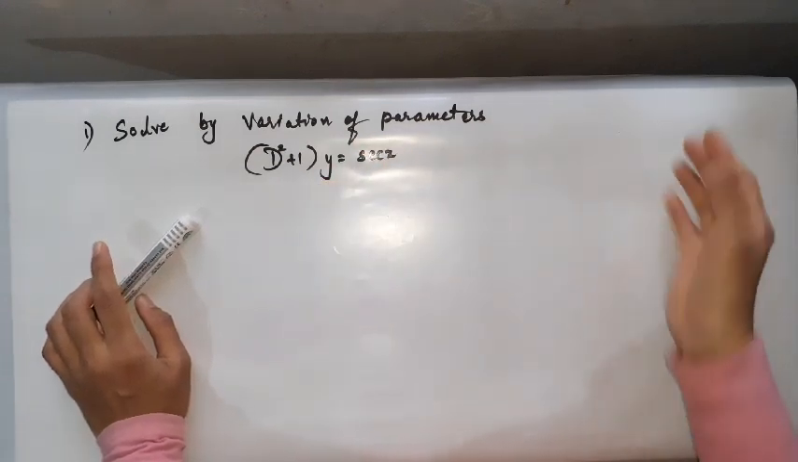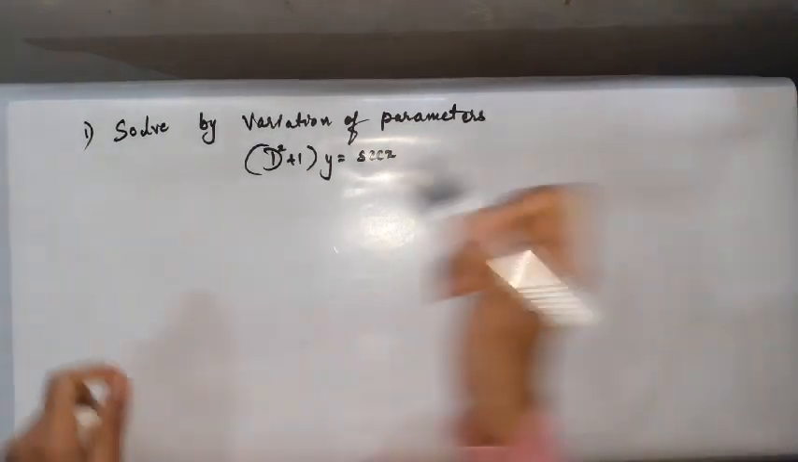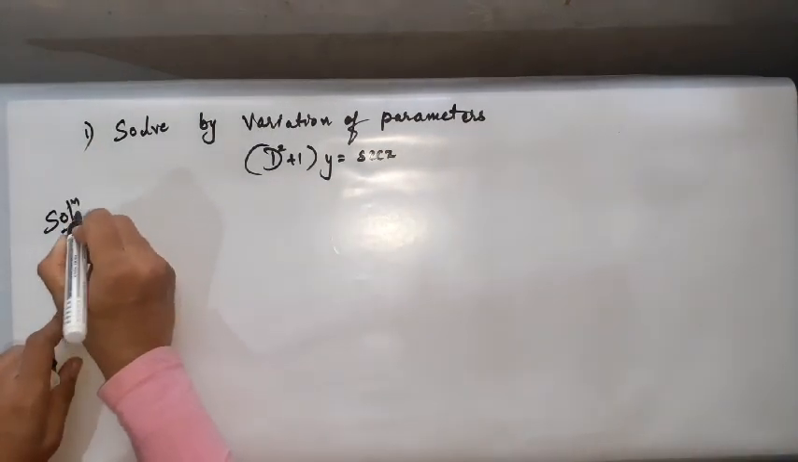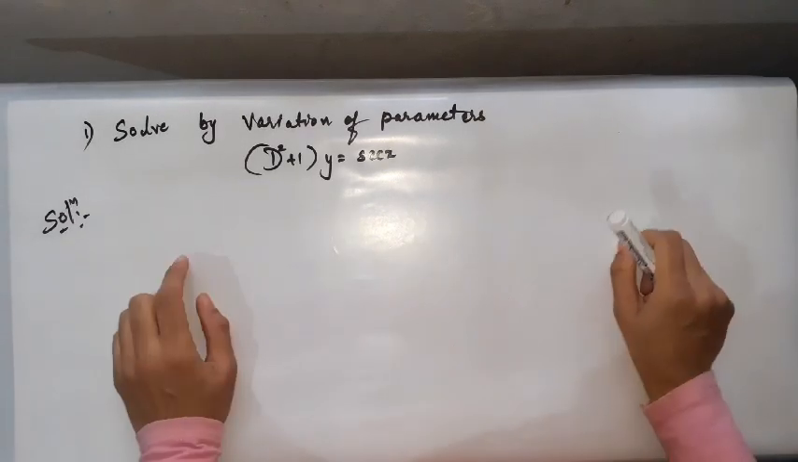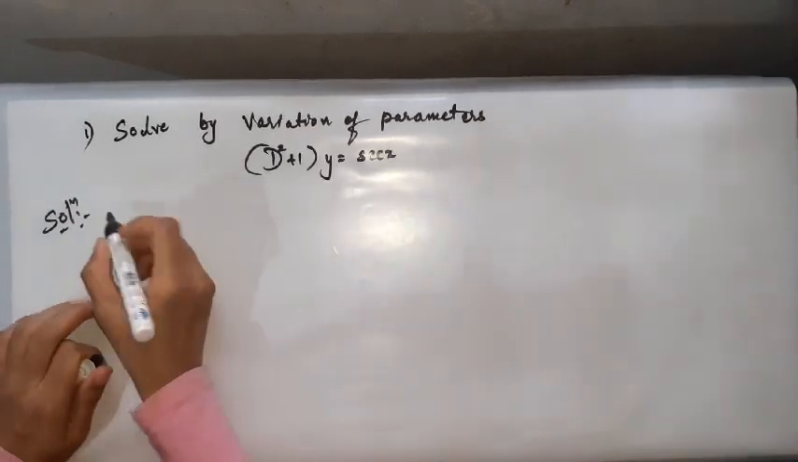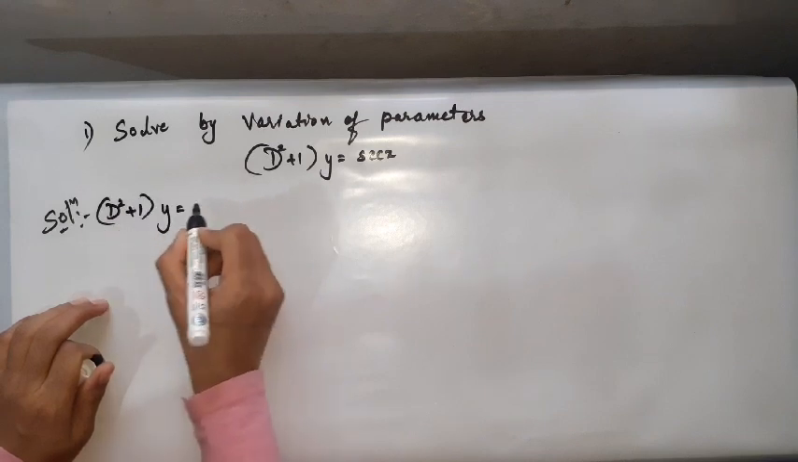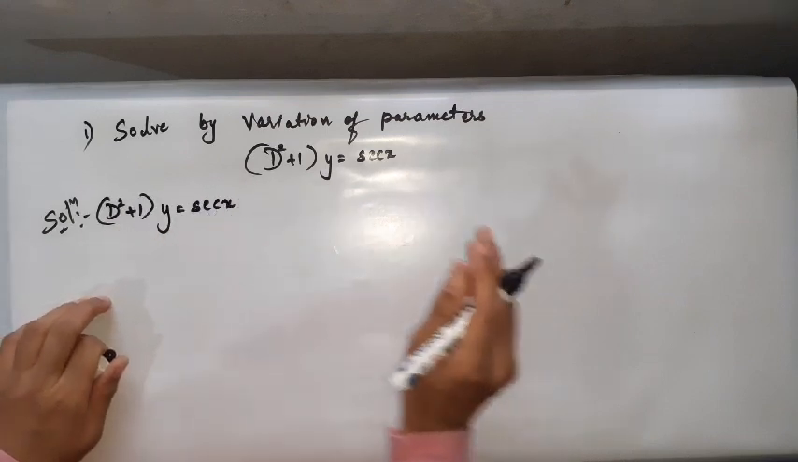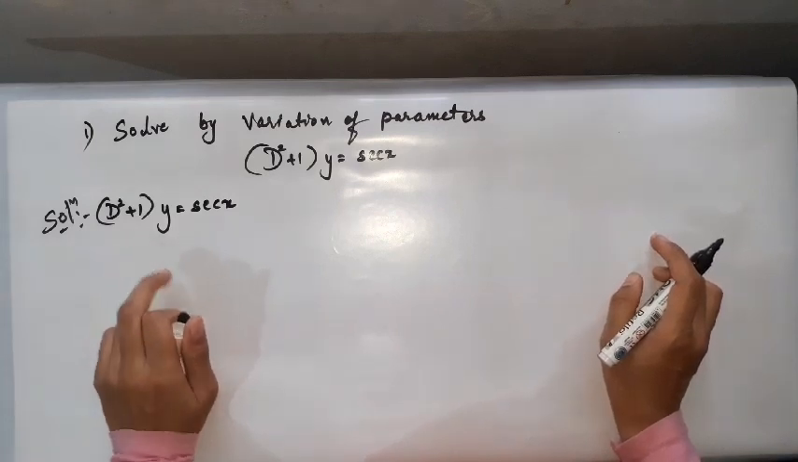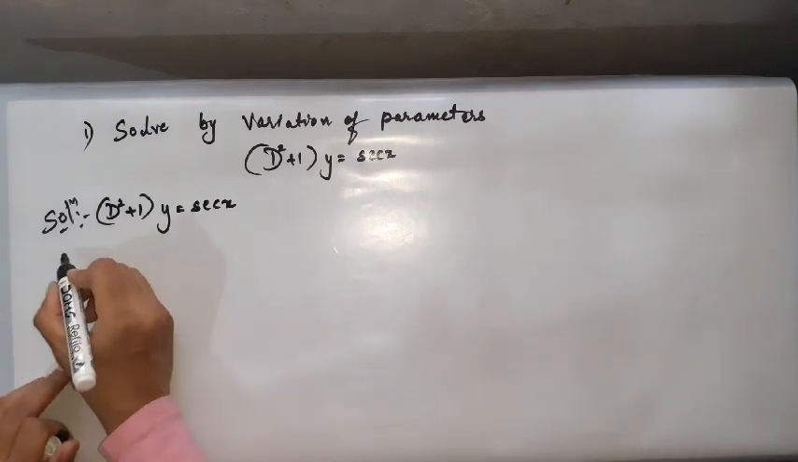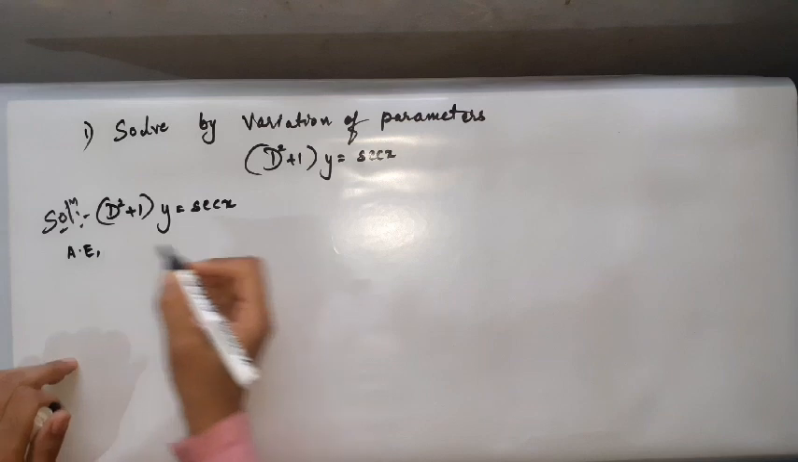Let's start with the solution now. Let's take the given equation. What is the given equation? It is (D square plus 1) of y is equal to secant x. Let's write the auxiliary equation. How do you solve normally?